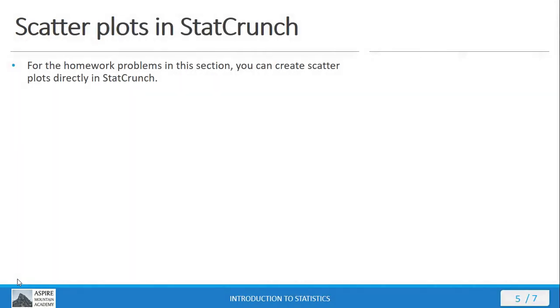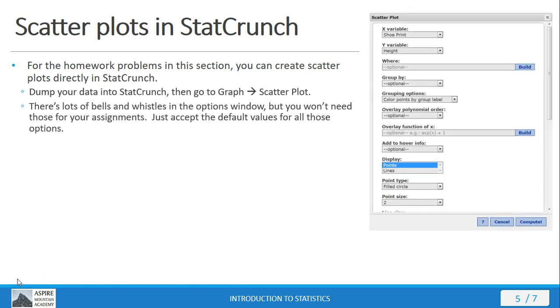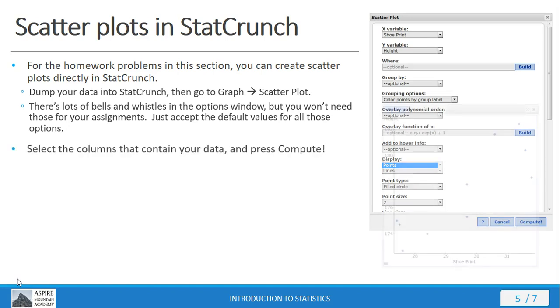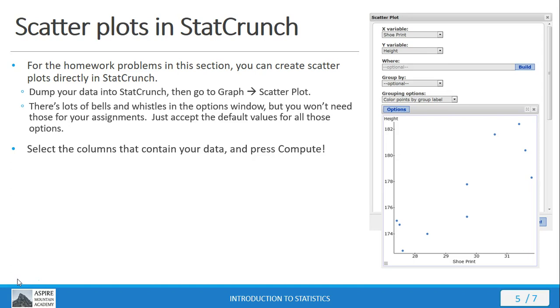Now, you can make scatter plots pretty easily in StatCrunch. Once your data is inside, just go to Graph and then Scatter Plot. And then in the options window, you see there's lots of bells and whistles, but mostly you just need to select your X and Y variables and then hit Compute. And then you're off and running with your scatter plot.